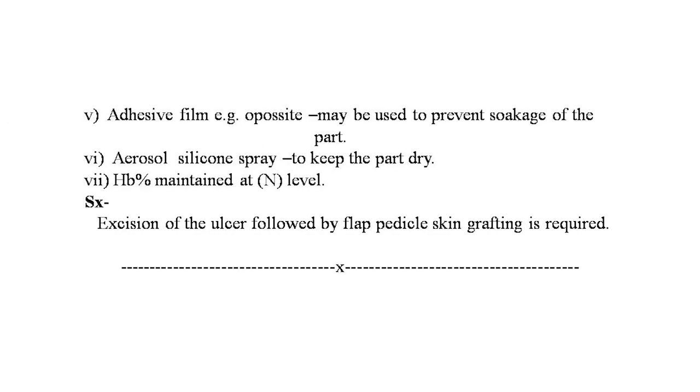Now the next point of prevention is that adhesive film should be used at the pressure point over bony prominences, to prevent soakage of the part. Aerosol silicone spray to keep the part dry. Hemoglobin percentage maintained at a normal level. Surgical treatment is there. Excision of the ulcer followed by pedicle flap or skin grafting is required.